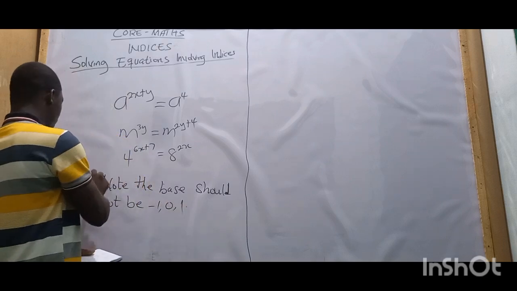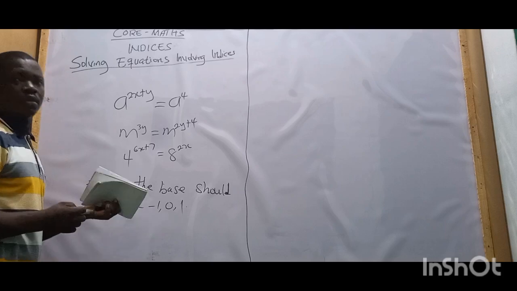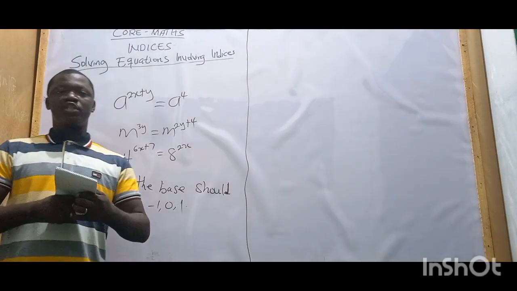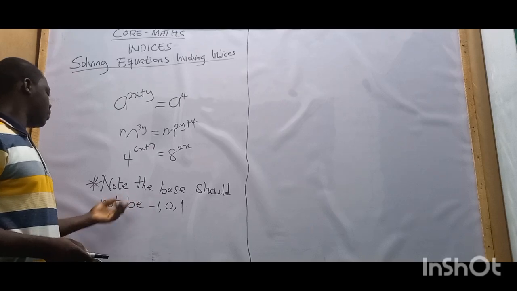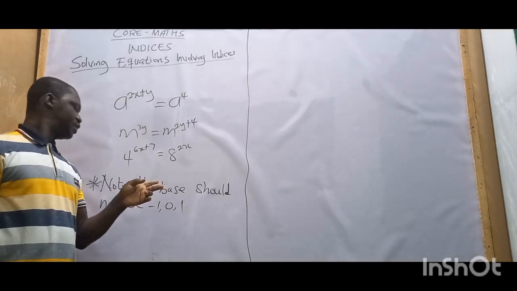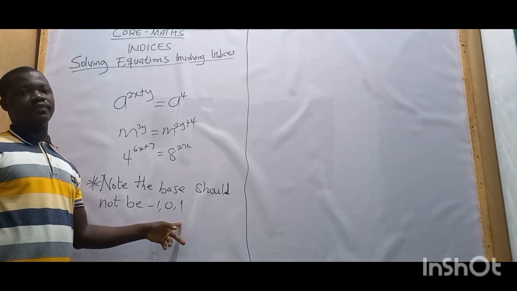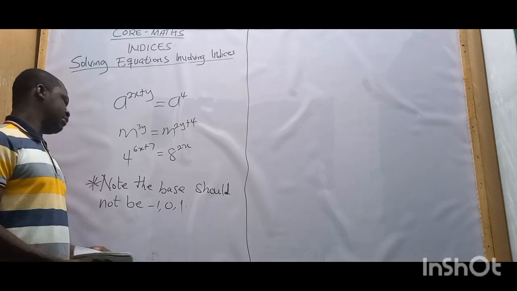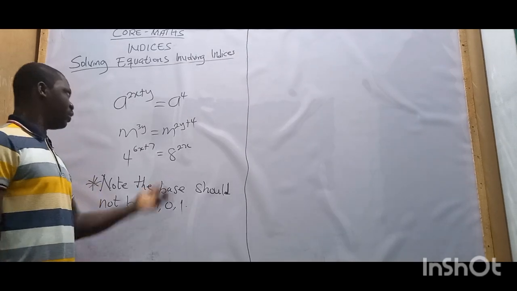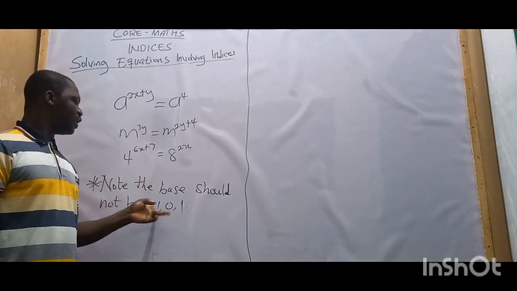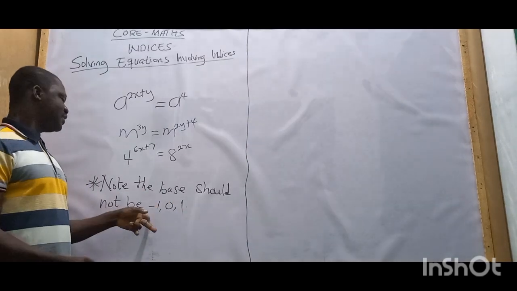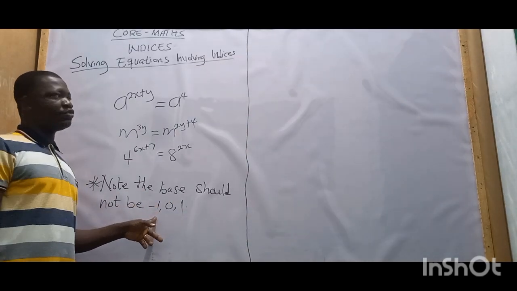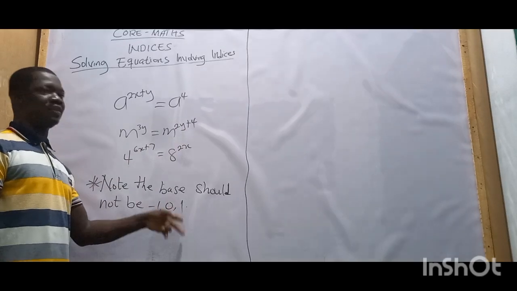Please take note of this point. It's very, very important. To solve equations involving indices, the base should not be -1, 0, or 1. Most of the time they will not give you the base to be -1, 0, or 1. So please take note. If the base is -1, -1 raised to the power anything will give you -1.